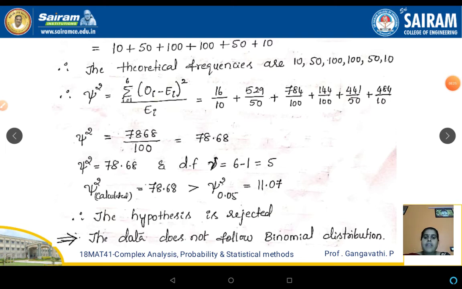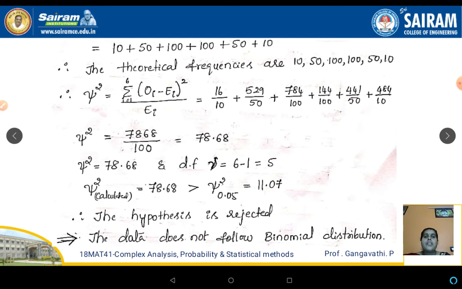And the calculated value here is 78.68. The difference between the calculated value and the tabulated value from the table was very high. Therefore, the hypothesis cannot be accepted. It means the hypothesis is rejected. That means we can conclude that the data doesn't follow binomial distribution.